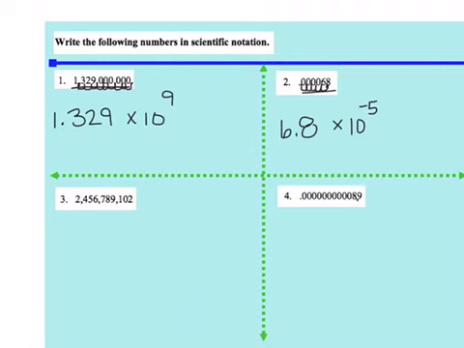Right now I want you to try number 3 and 4 on your own. Make sure that you're moving your decimal so that the number is between 1 and 10, and then your power is how you move that decimal point back to where it started from. So pause the video, try 3 and 4 on your own, and then come back and check your answers.